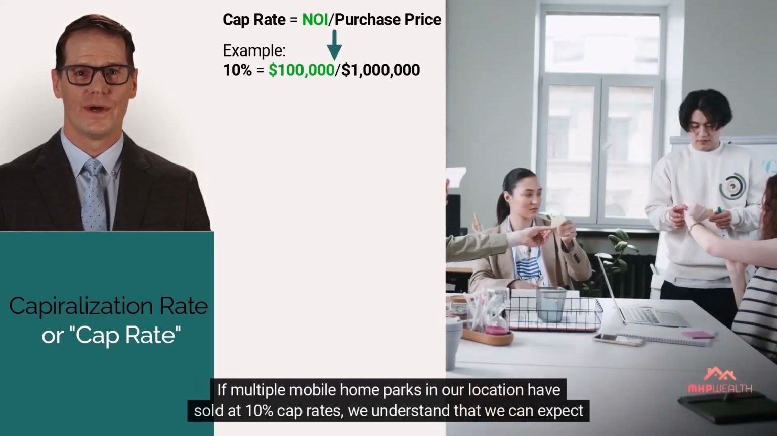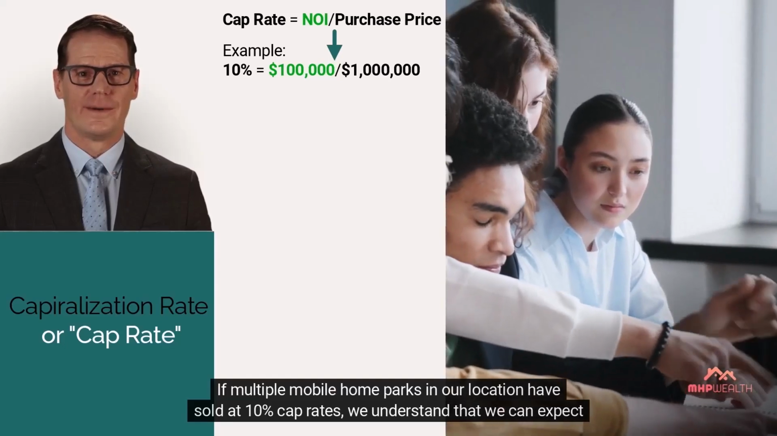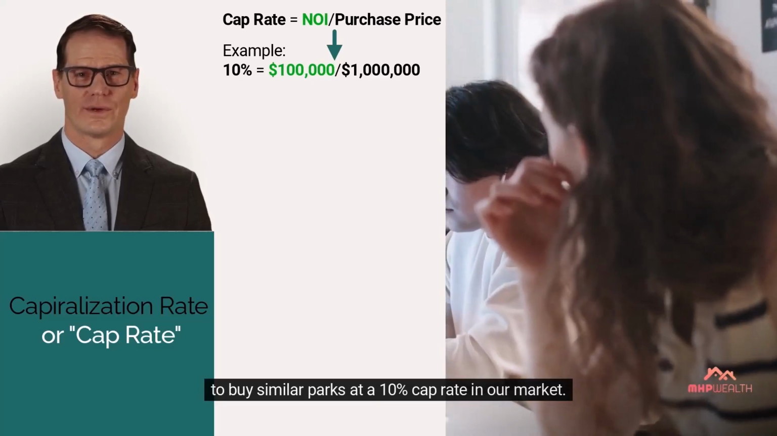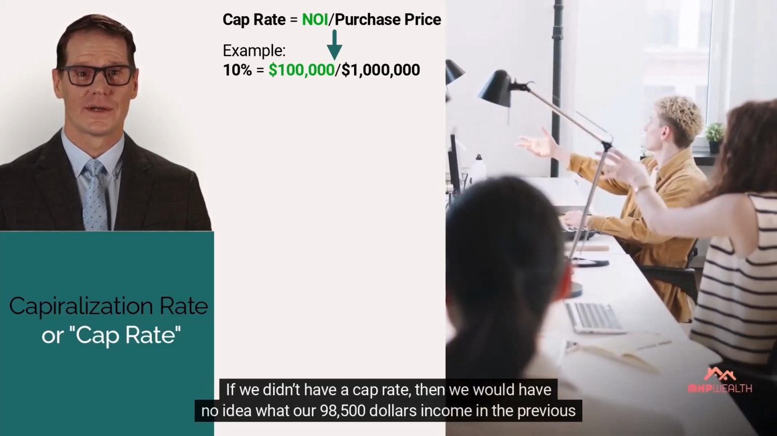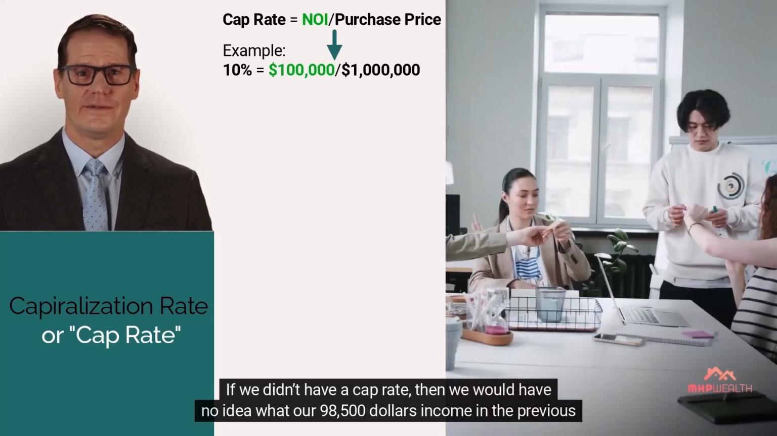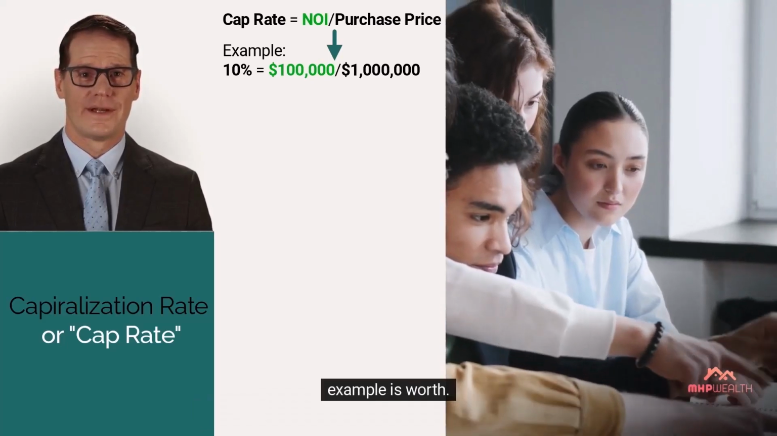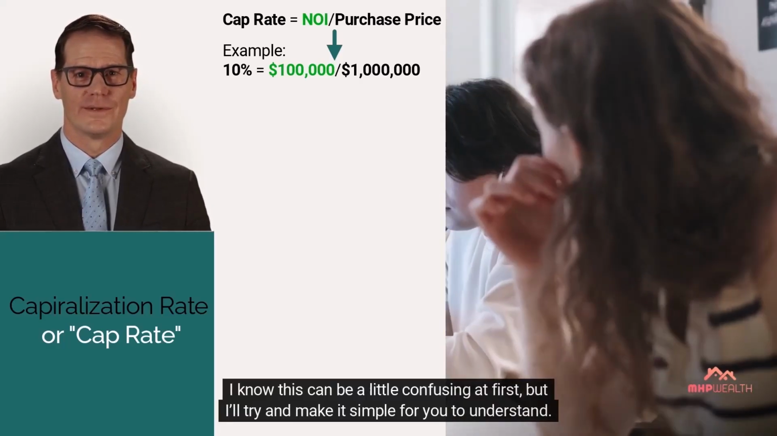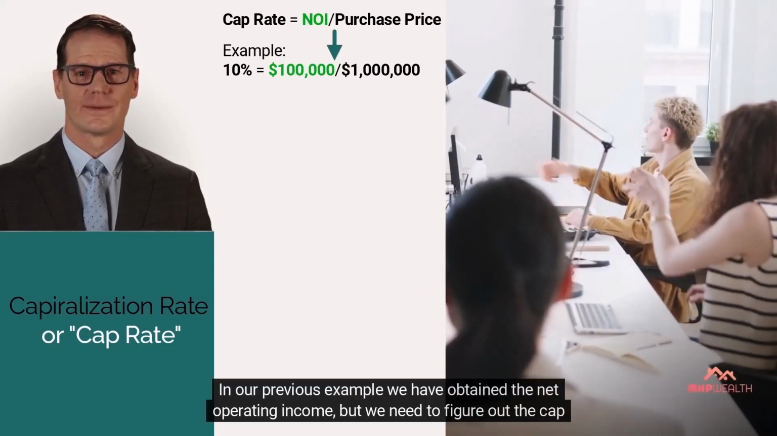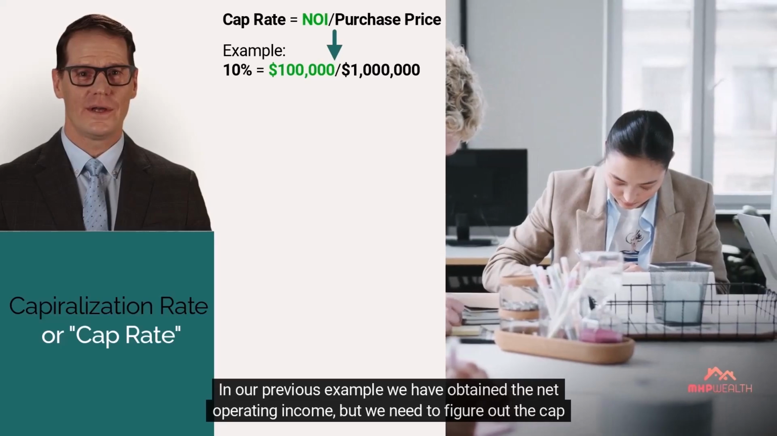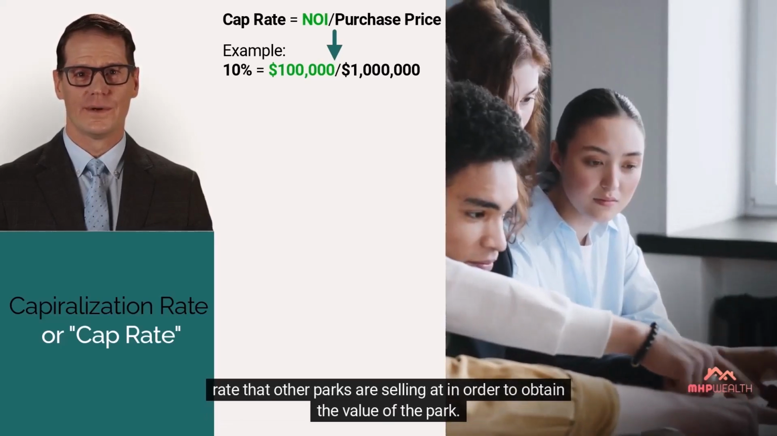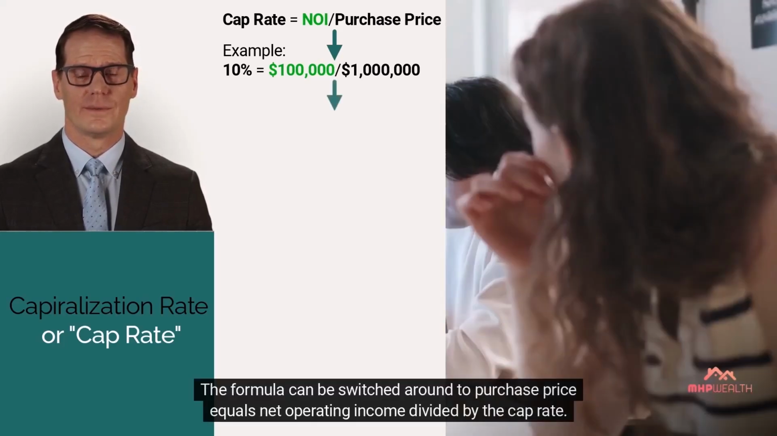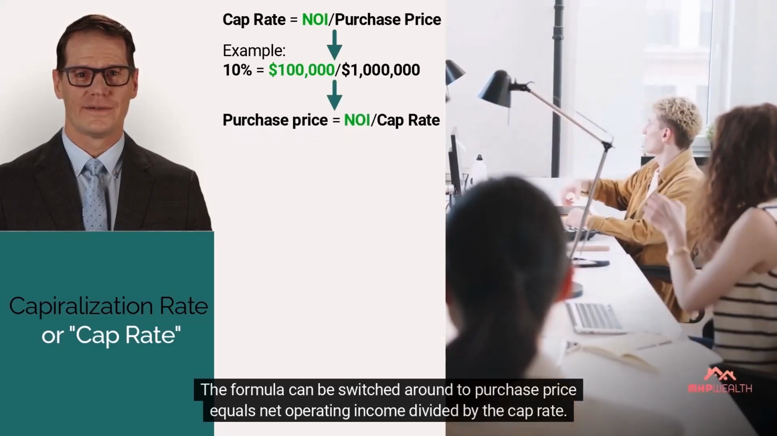If multiple mobile home parks in our location have sold at 10% cap rates, we understand that we can expect to buy similar parks at a 10% cap rate in our market. If we didn't have a cap rate, then we would have no idea what our $98,500 income in the previous example is worth. I know this can be a little confusing at first, but I'll try and make it simple for you to understand. In our previous example, we have obtained the net operating income, but we need to figure out the cap rate that other parks are selling at in order to obtain the value of the park. The formula can be switched around to purchase price equals net operating income divided by the cap rate.